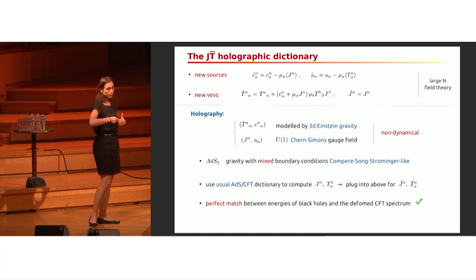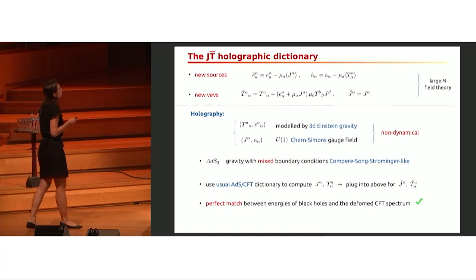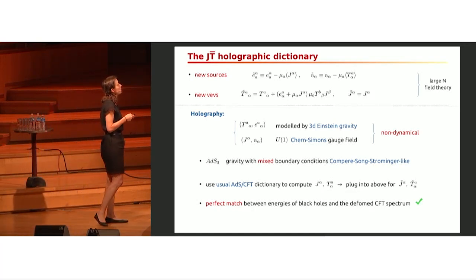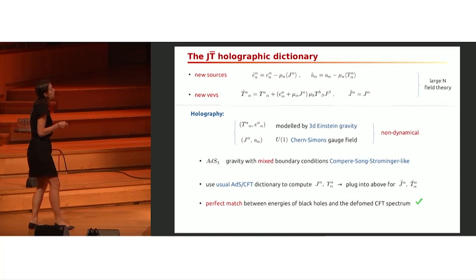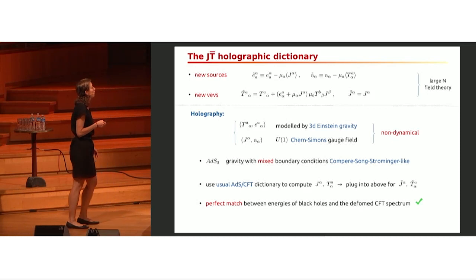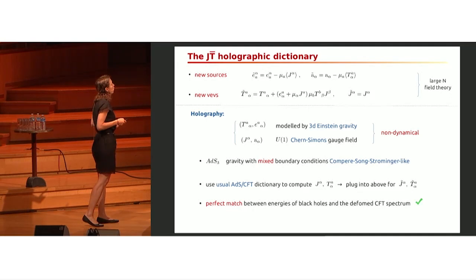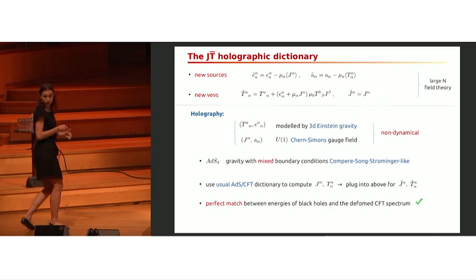Now, if I want to do holography, I have to tell you how these things are extended into the bulk. The stress tensor is modeled by 3D Einstein gravity, and this chiral U(1) current is just modeled by a U(1) Chern-Simons gauge field in the bulk, both of which are non-dynamical. So basically what I'm getting is this theory with this funny boundary condition, keeping this E tilde, A tilde fixed. Now we write down the most general bulk solution. We read off the expectation values J and T using the usual AdS3/CFT2 dictionary.